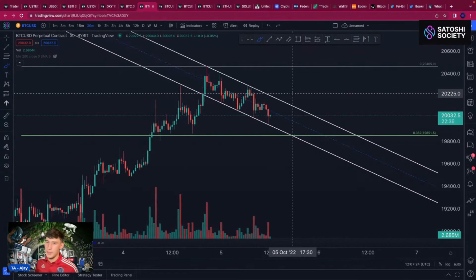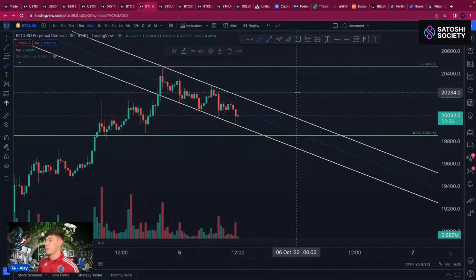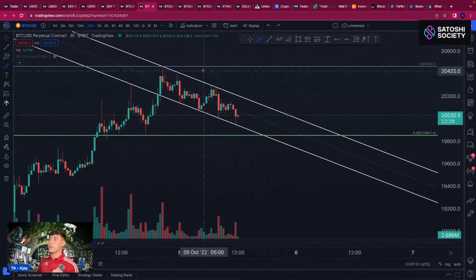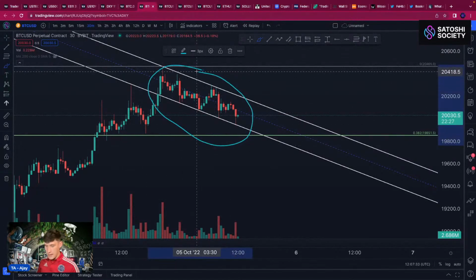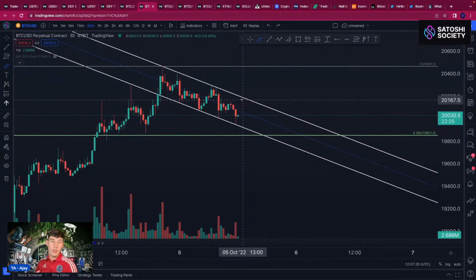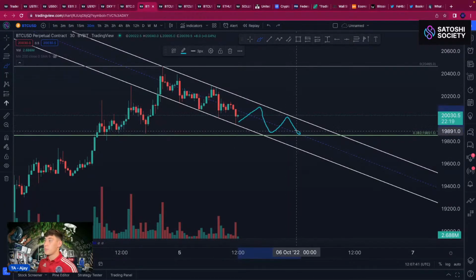I know a lot of people are getting really, really bullish at the moment, but for me, I'm not going to get bullish until this scenario right here shows me the confirmation. So we want to stay within this bull flag, and then we want to find support here, and then get the bounce and the break towards the upside.